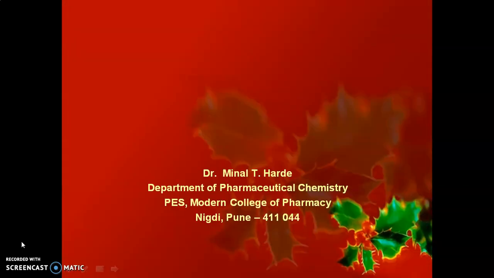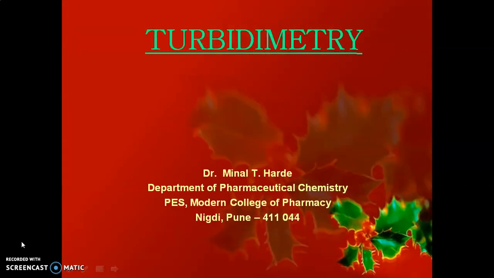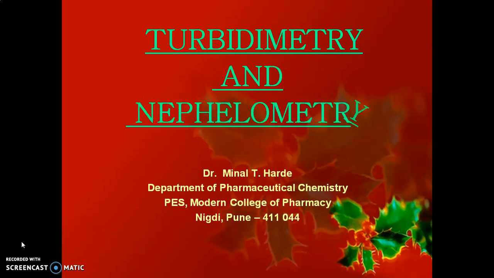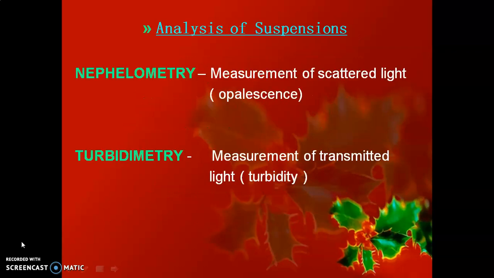Today we are going to see in detail the topic turbidimetry and nephelometry. Mostly, turbidimetry and nephelometry are techniques useful for analysis of suspensions. Nephelometry is based on scattering of light. When scattering of light is measured, it is nephelometry; in the turbidimetry technique, transmitted light is measured.